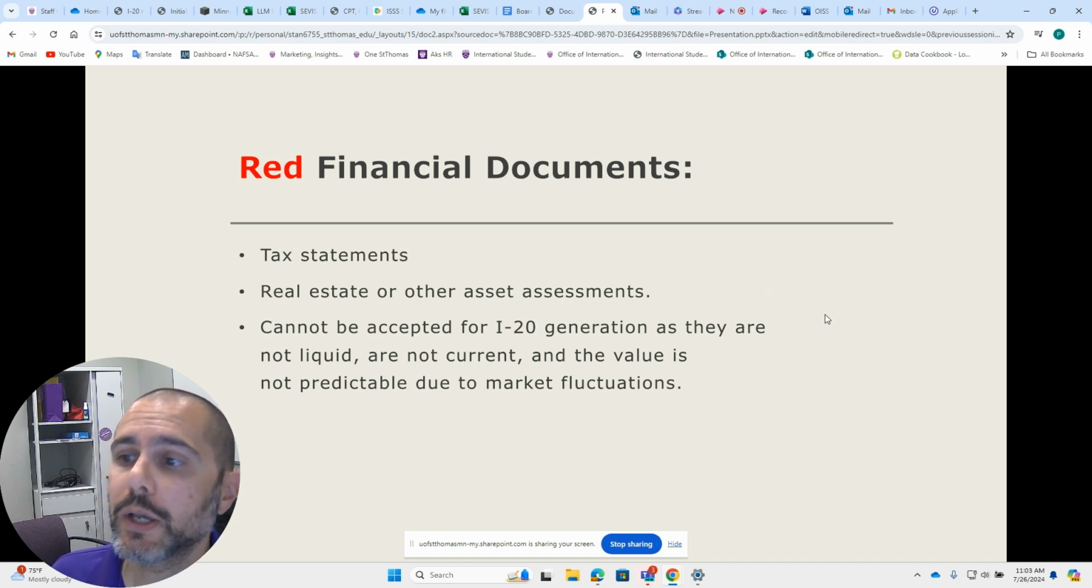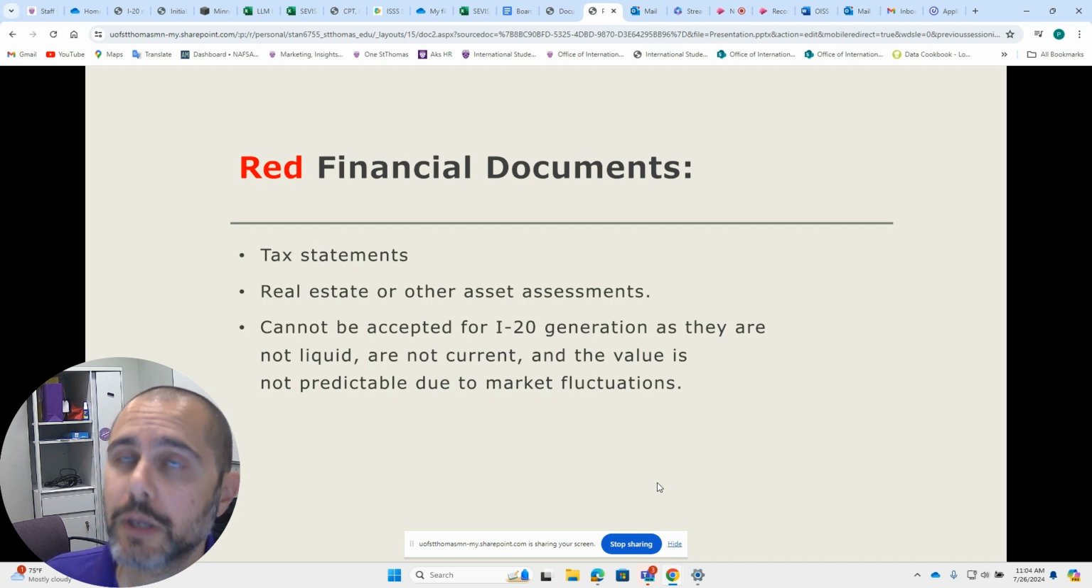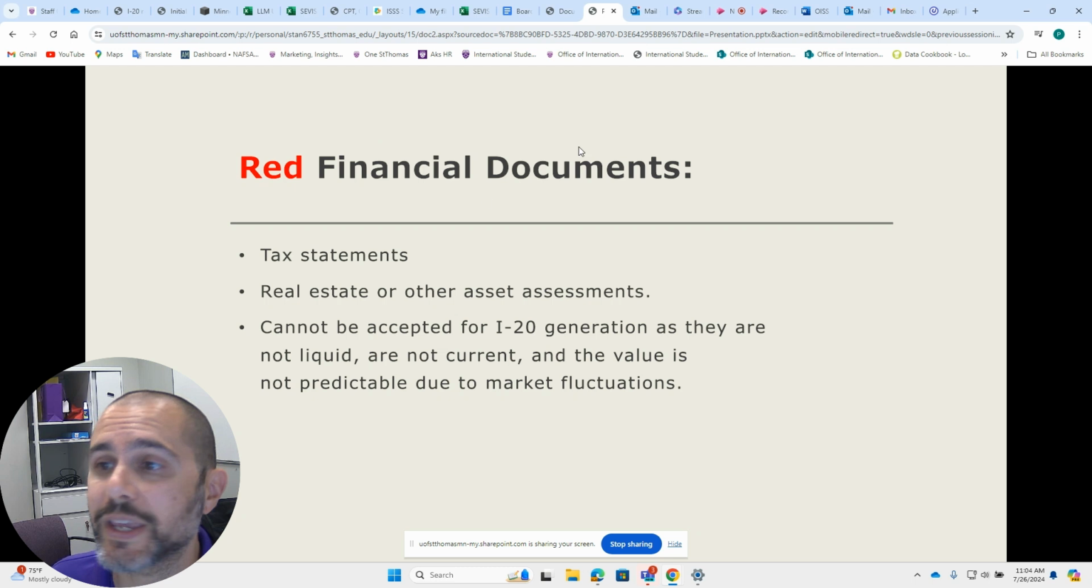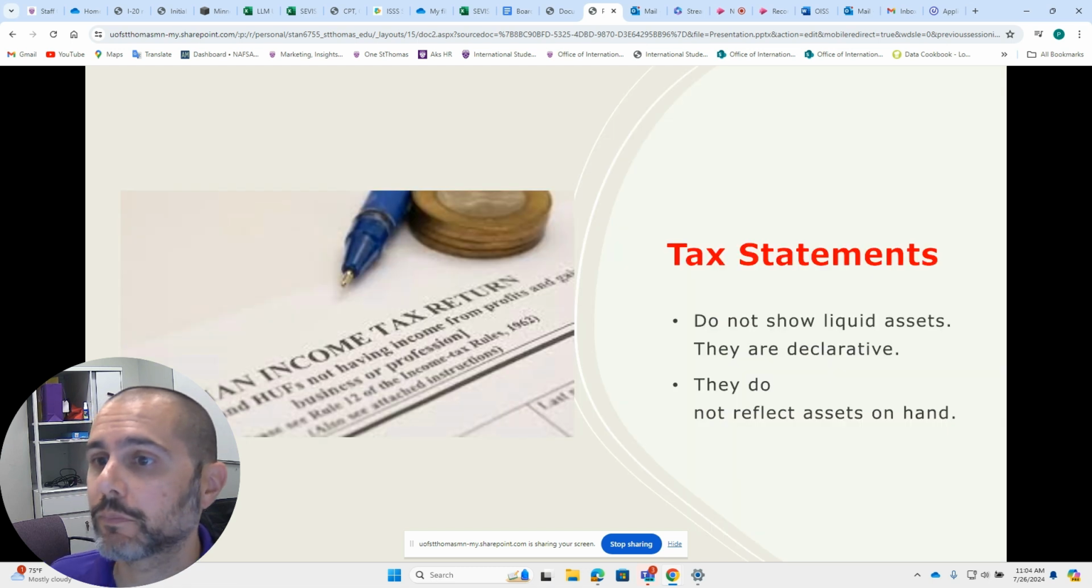They are all basically a value statement, but due to market fluctuations, due to the fact that you're not guaranteed the ability to sell that home or that car or sell that gold or silver, due to the volatility of cryptocurrency markets, none of those are guaranteed liquid assets. And so we can't use any of those when you are asking for an I-20. So don't submit them because we can't take them.